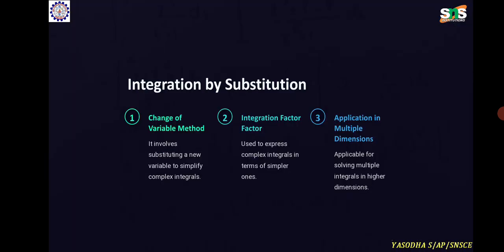Next, integration by substitution. In this method, first one, change of variable method. It involves substituting a new variable to simplify complex integrals. Then, integrating factor. This method is used to express complex integrals in terms of simpler ones. Third one, application in multiple dimensions. Applicable for solving multiple integrals in higher dimensions.